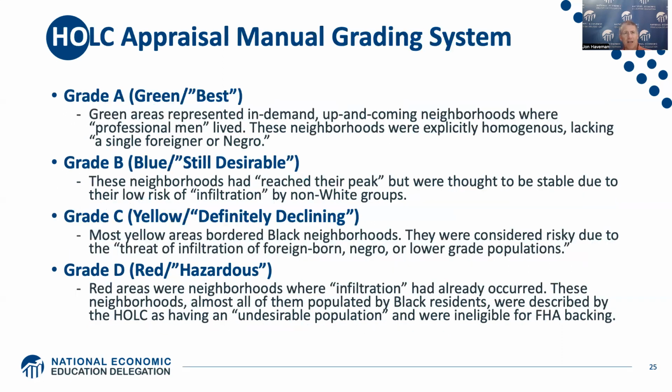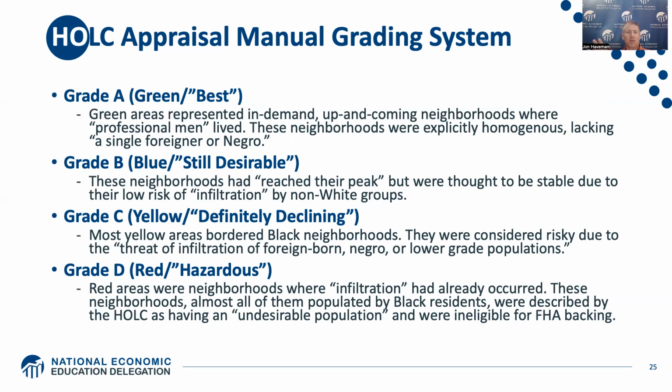Okay, so beyond that, there was the system of redlining. I'm sure most of us have heard about redlining, but the details of it were essentially that the federal government delineated different areas in a given city. There were grade A, grade B, grade C, and grade D areas. You can imagine grade A is the best, grade D is the worst. Grade A areas were growing rapidly, up-and-coming neighborhoods where professional men lived, and they were largely homogeneous. Lacking, and I quote this because this is the language of the manual grading guide, a single foreigner or Negro. So they were expressly white neighborhoods and growing white neighborhoods.